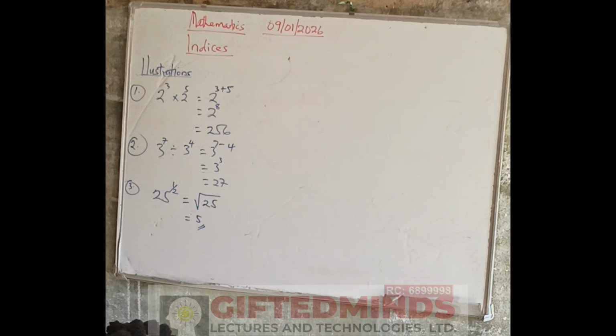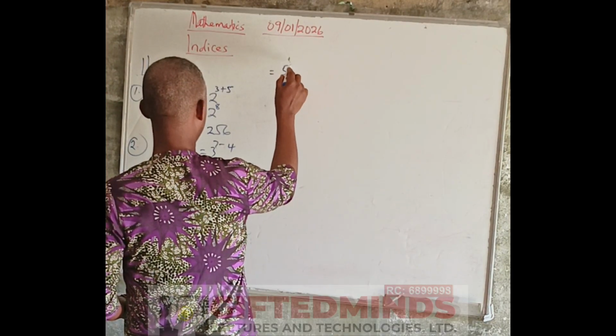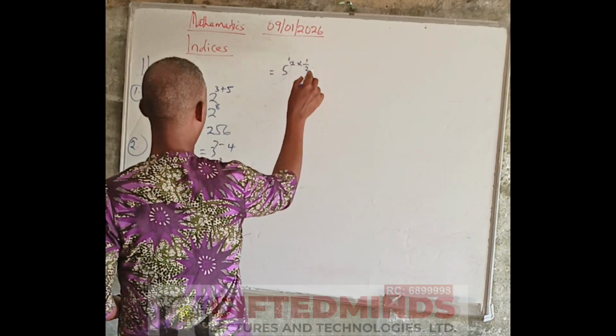Is that okay? And of course, we know there's an alternative way of doing that. Alternatively, you can do it like this: 25 is what? 5 square. 5 times 5 is 5 square. There is half outside, right? So that will give us 5 raised to power 2 times half.